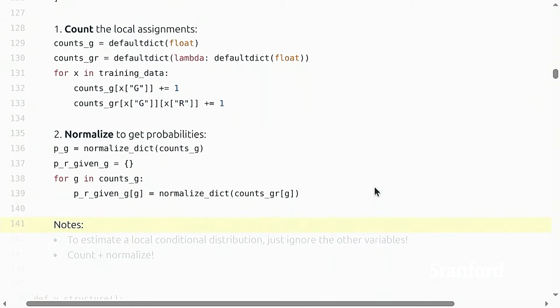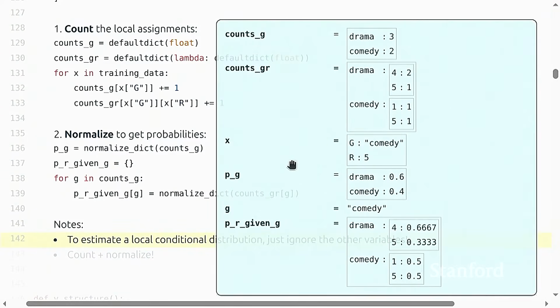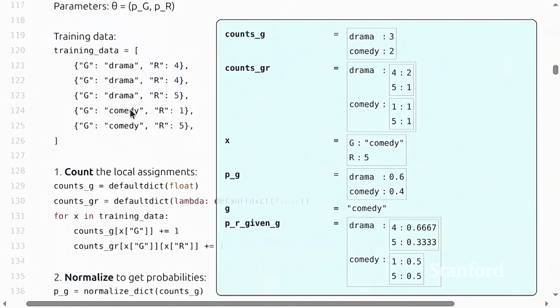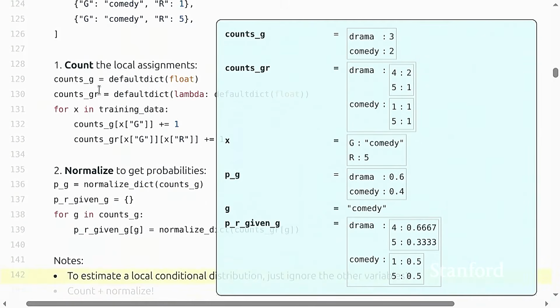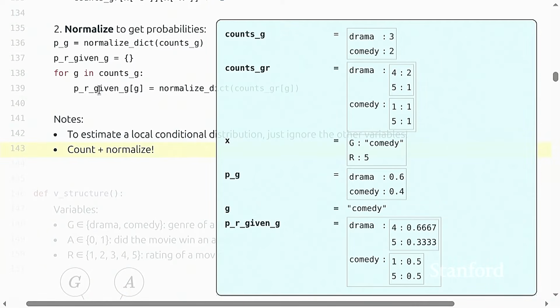Okay, so to estimate a local conditional distribution, just ignore the other variables, right? So to estimate P of G, I don't care what the value of R is, right? So in particular, for every local conditional distribution, I'm only potentially looking at a small part of the assignment that's relevant for my estimation. Okay? And then other than that, it's just count and normalize.